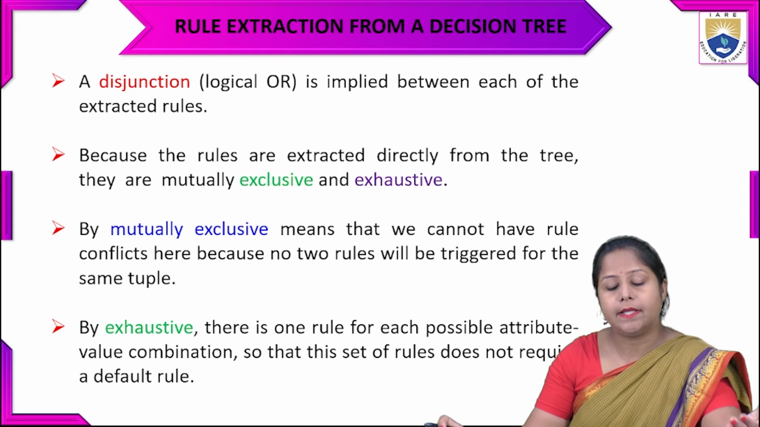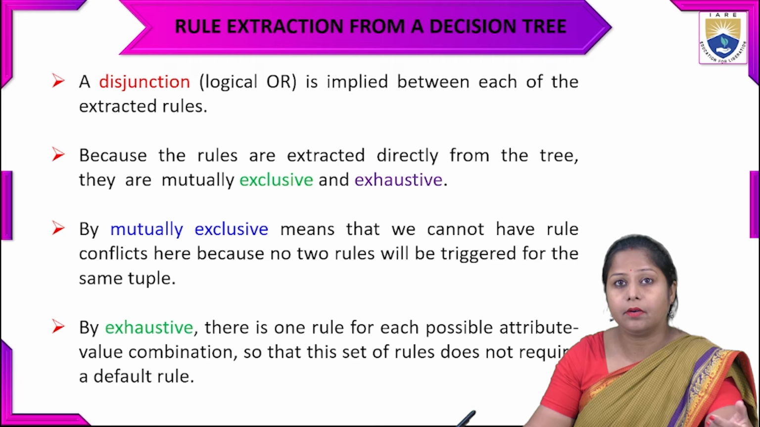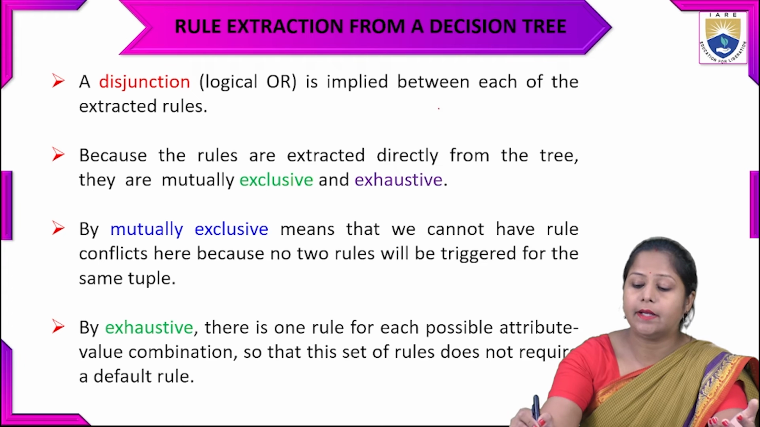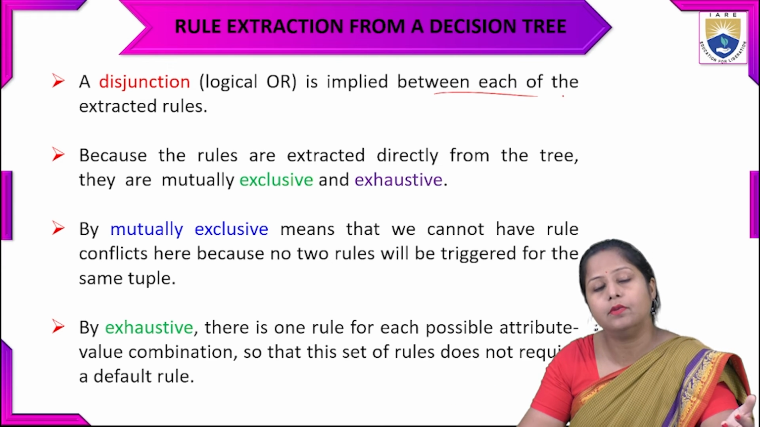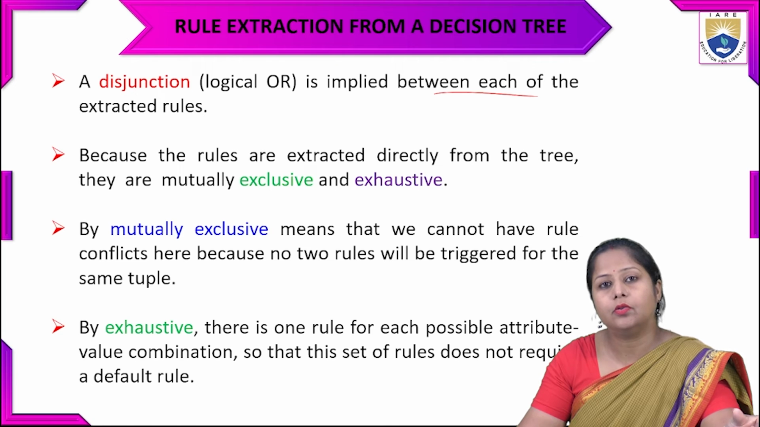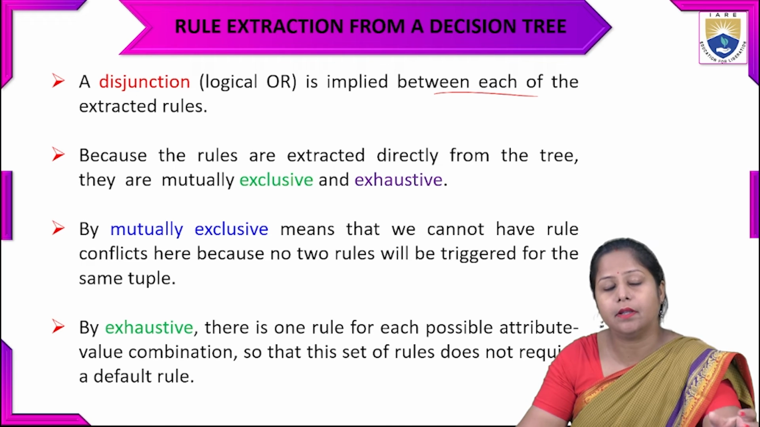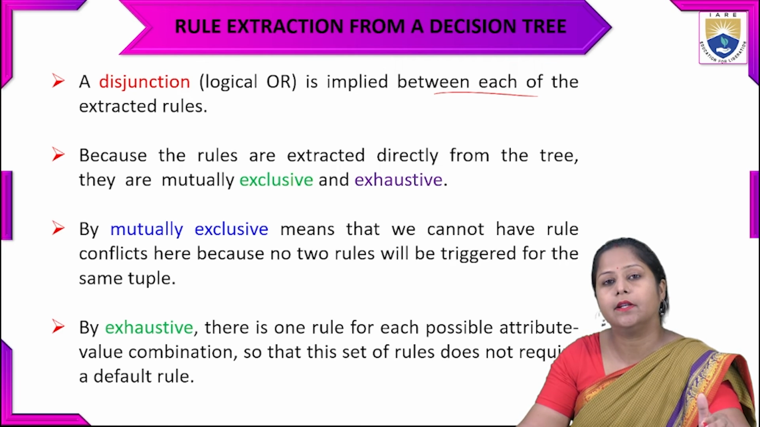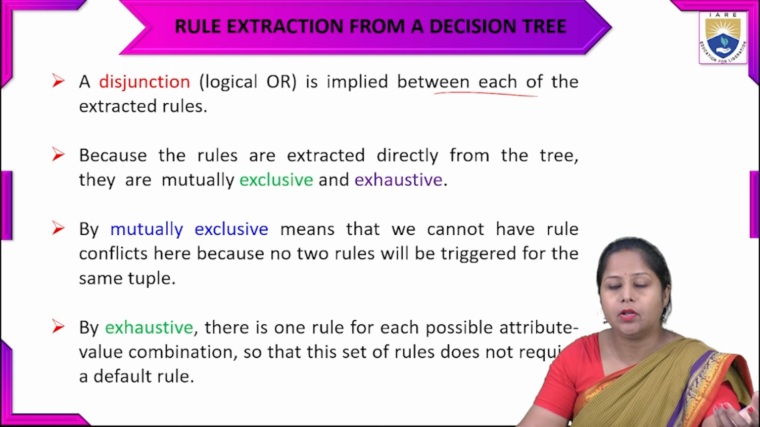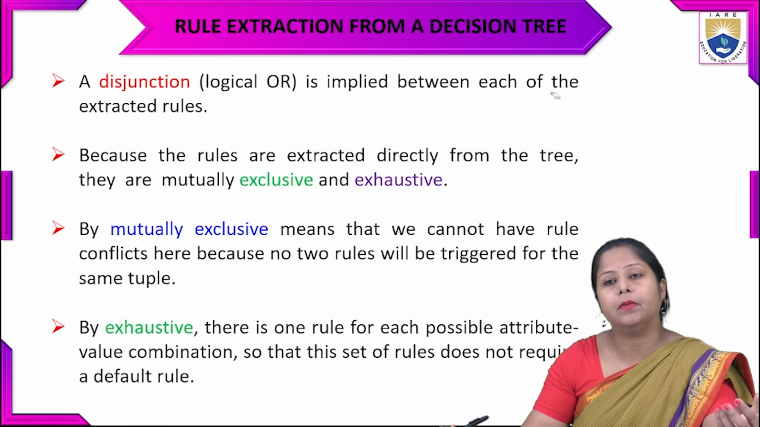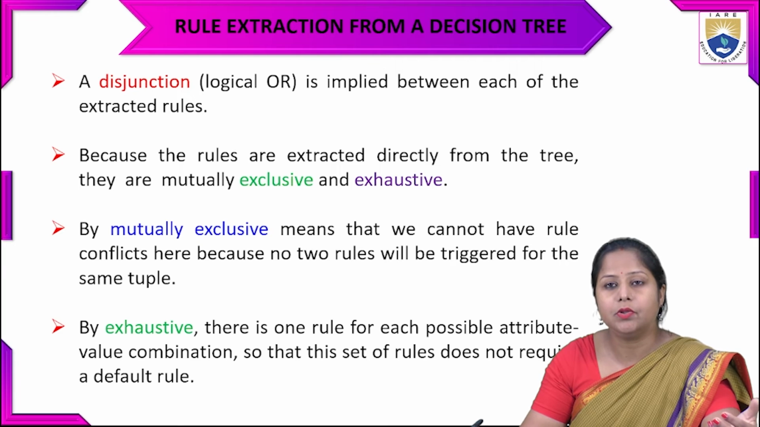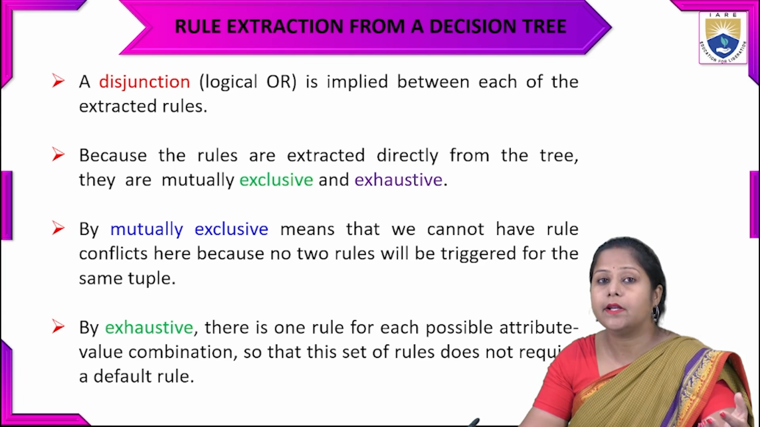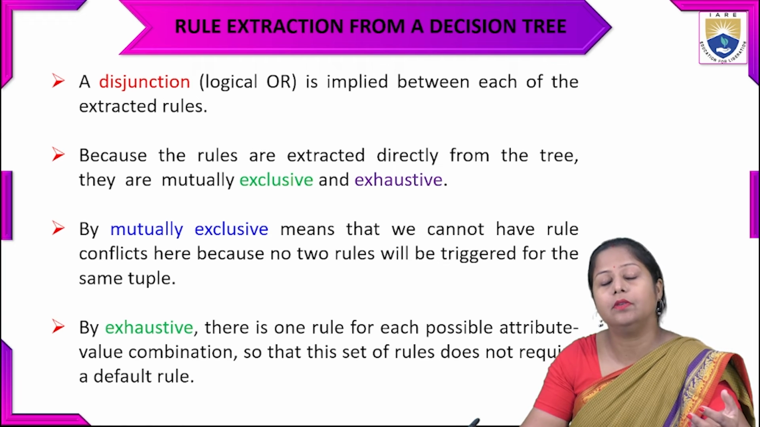Now, a disjunction, the logical or, can be there. That is why we are using it, because it is telling about each of the extracted rules. If two of the rules have been written, with a logical or in between, then we call them the extracted rules. Because the rules are extracted directly from the tree, they are mutually exclusive as well as exhaustive. There are two very important terms we should know about.